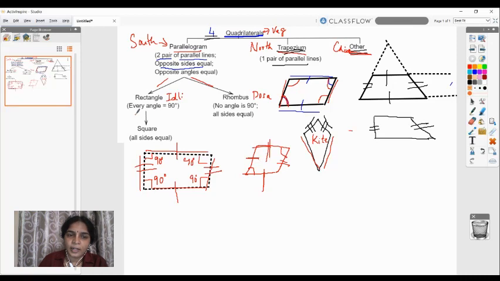What about a rectangle? All the angles are 90 degrees. Does it mean opposite angles are equal? Yes, opposite angles are equal and equal to 90 degrees. So this is also a parallelogram. Now, there's one more special type of rectangle called the square.